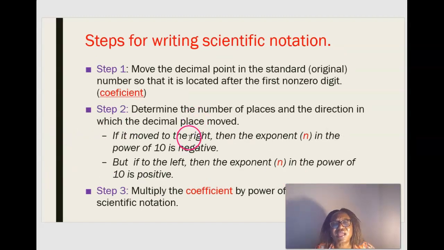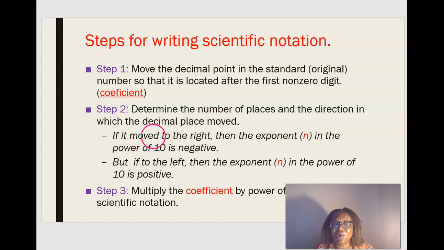So let's look at steps for writing scientific notation. Step 1. We have to move the decimal point in the standard or original number so that it is located after the first non-zero digit. We call it coefficient. Then step 2. We have to determine the number of places and the direction in which the decimal place moved.